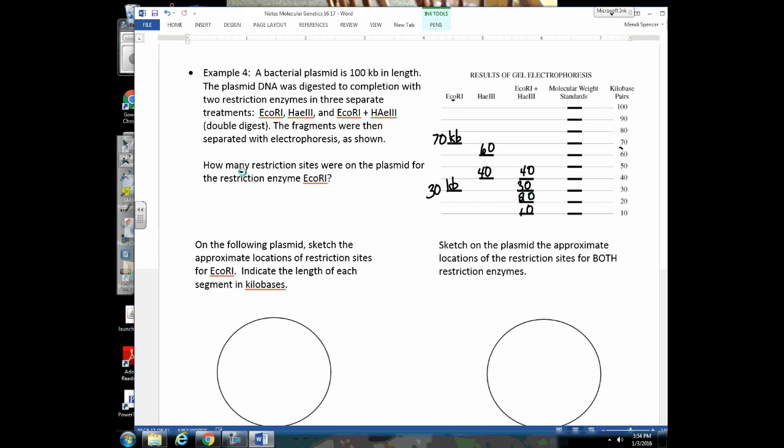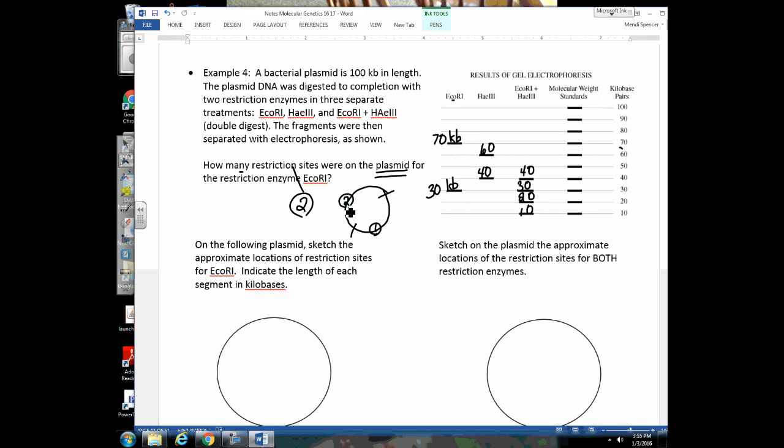So this first part says, how many restriction sites were on the plasmid for the restriction enzyme ECO R1? It's a plasmid. Make sure you pay attention to whether it's a plasmid or linear DNA, because you would get two different answers. If you have a plasmid, then here's one cut, and that would just give you one long piece of DNA. There has to be a second restriction site. So the answer is there's two restriction sites, and that would give you one piece of DNA, and here's the other piece of DNA.